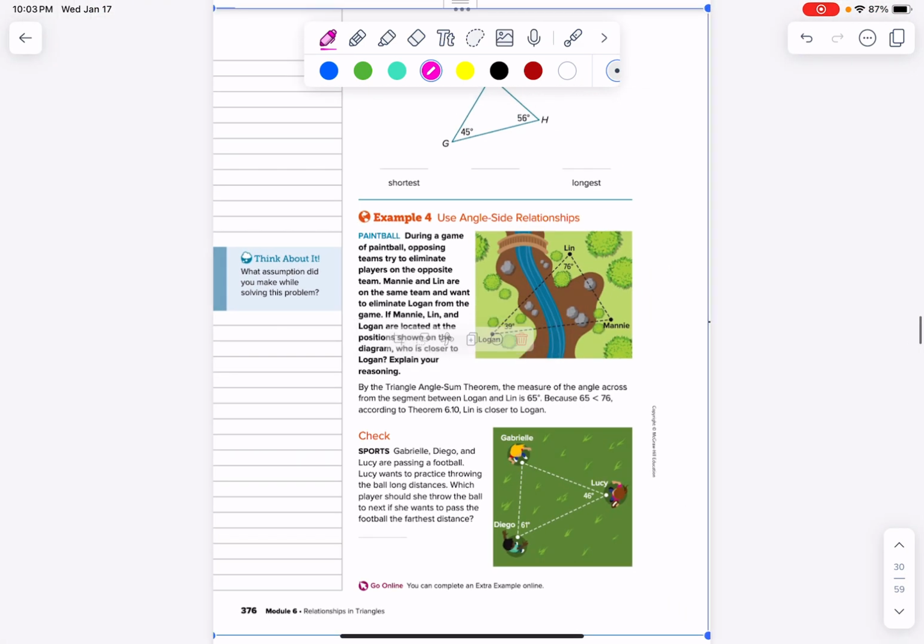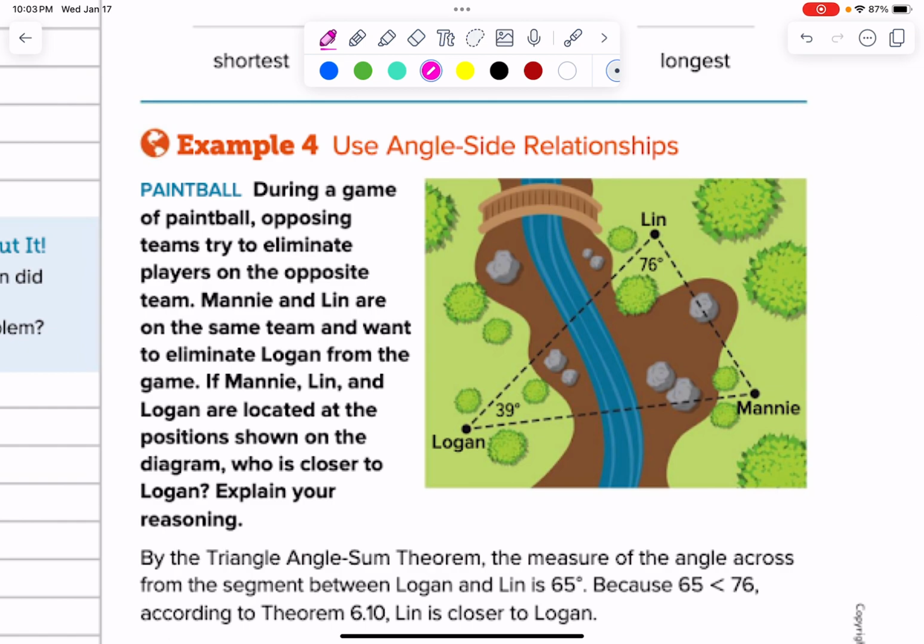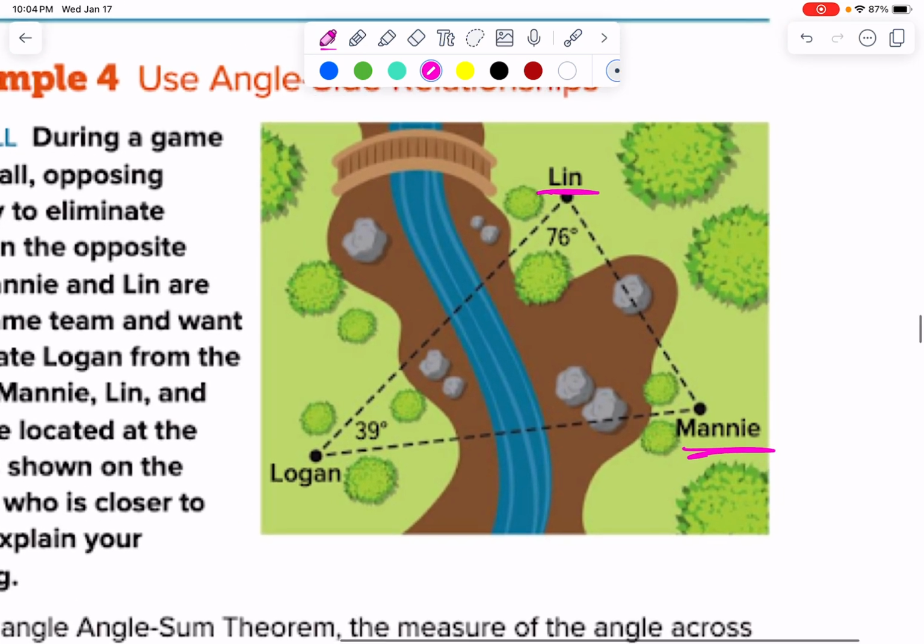Example 4 is a story problem, which is asking kind of a similar concept. They are saying during a game of paintball, opposing teams try to eliminate players on the opposite team. Manny is here and Lynn is here. They are on the same team and want to eliminate Logan. Okay, from the game, if Manny, Lynn, and Logan are all located at the positions shown on the diagram, who is closer to Logan? Okay, so we want to say is basically this distance or this distance smaller. Which one is the shorter distance?